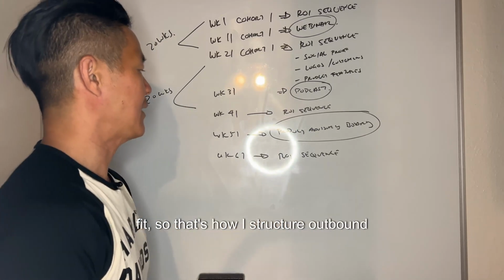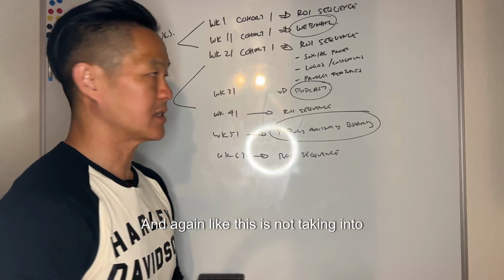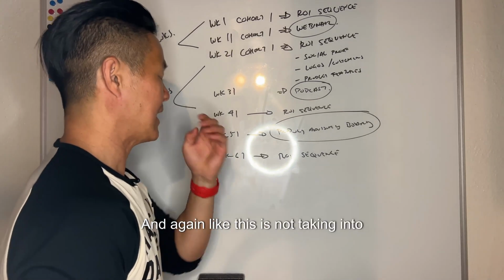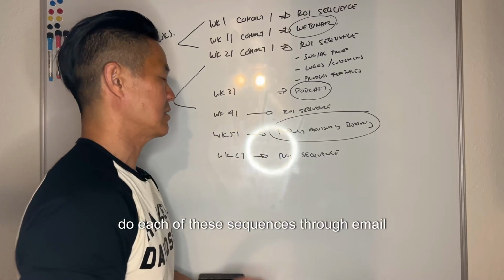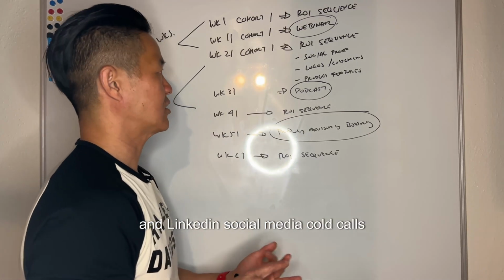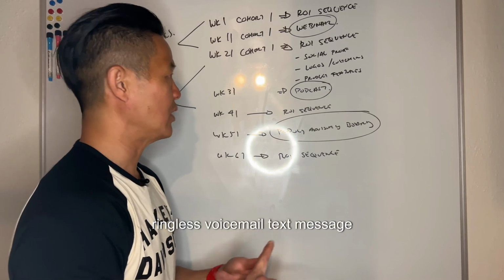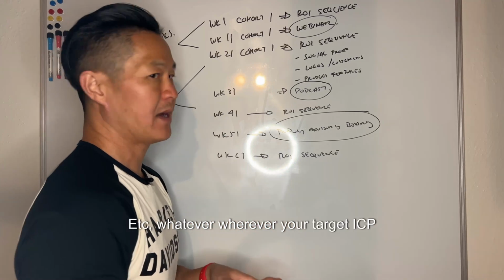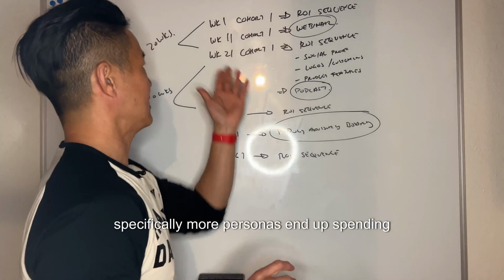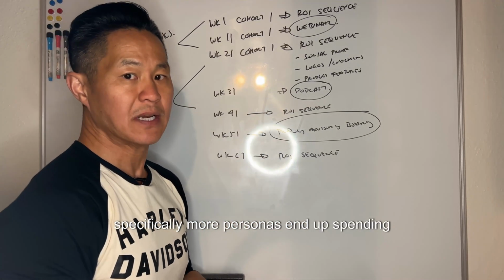So that's how I structure outbound sequences. And again, this is not taking into account the different channels, but you can do each of these sequences through email and LinkedIn, social media, cold calls, ringless voicemail, text message, etc. Wherever your target ICPs, specifically more personas, end up spending most of their time.